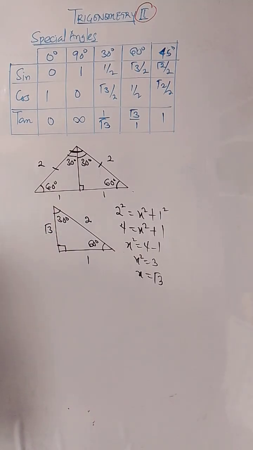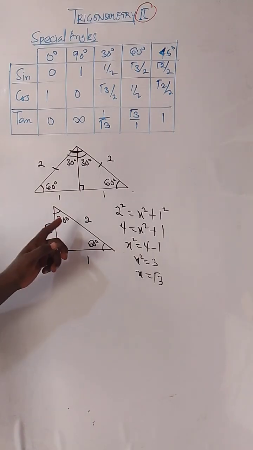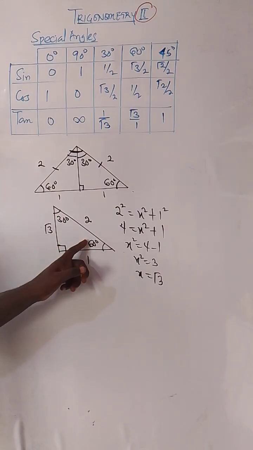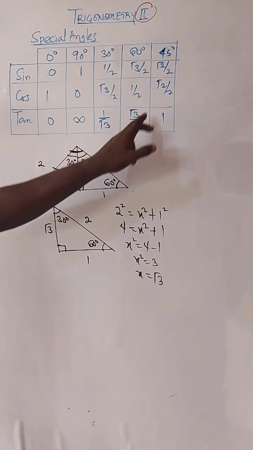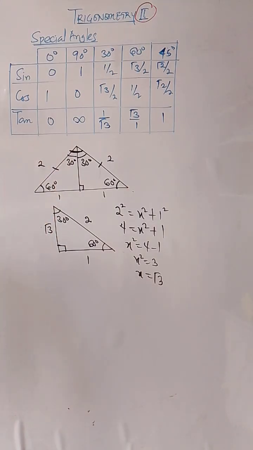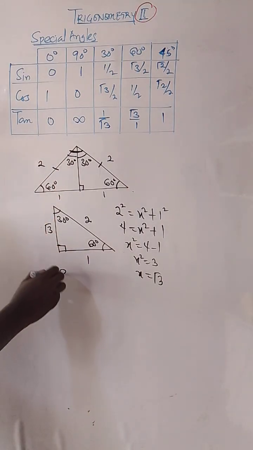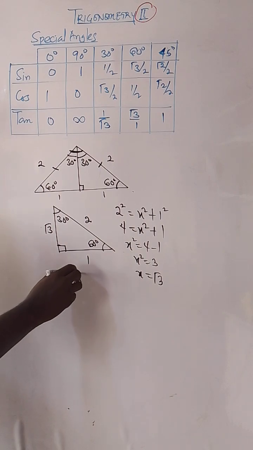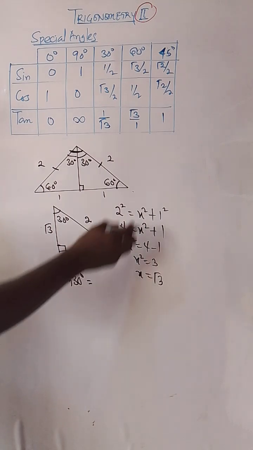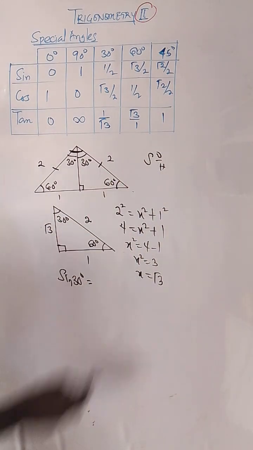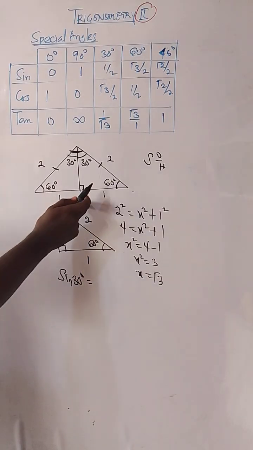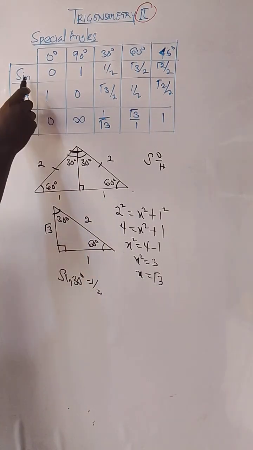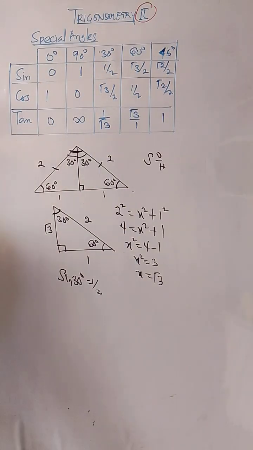From this triangle, we can get sine 30, cos 30, tan 30, sine 60, cos 60, tan 60. Meaning everything here can be gotten from this triangle. Should we try it? Okay, let's try it. Let's start with sine 30. Sine is opposite over hypotenuse. What is the opposite if your angle is 30? 1, hypotenuse 2. That's why sine 30 is 1 over 2.